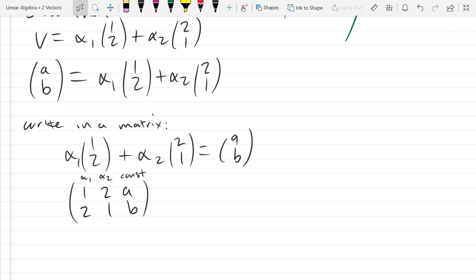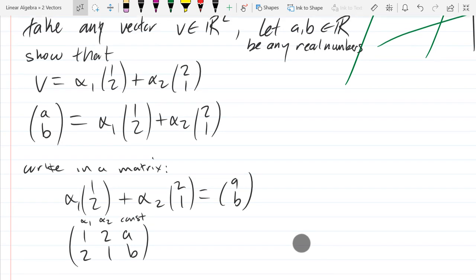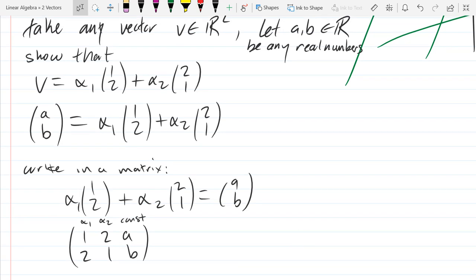Now I did say A and B are any real numbers, but once we let A and B be any real numbers, what we're going to do after that is figure out which alpha 1 and alpha 2 we would use to get those two numbers. So they can be any real numbers, but once we set them here, we're not going to change them down below. So they're treated as constants. Pick any A and B you want, and we're going to figure out alpha 1 and alpha 2 to get to those two numbers.